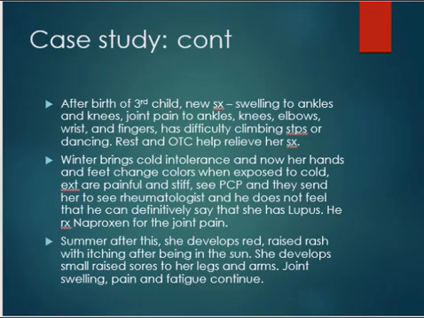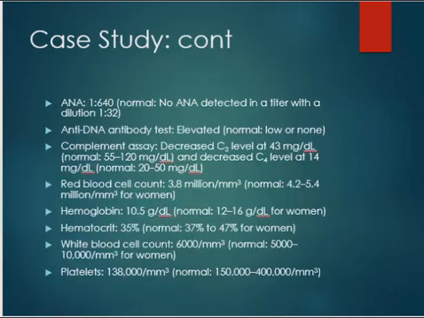Her primary care sends her to a rheumatologist, and he can't say definitively that she has lupus. He prescribes naproxen for the joint pain, and then as the seasons change, she develops a red rash that's itchy after being in the sun. She has some sores on her arms and legs. She continues to have joint swelling, pain, and fatigue.